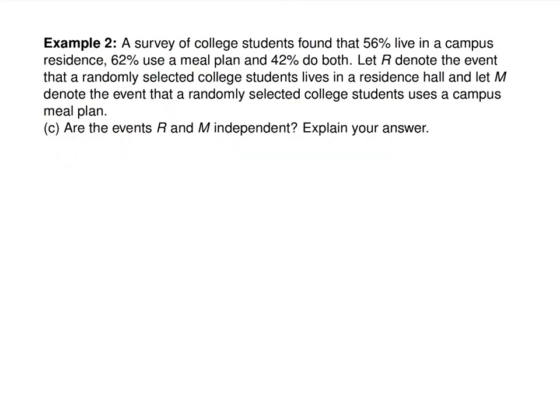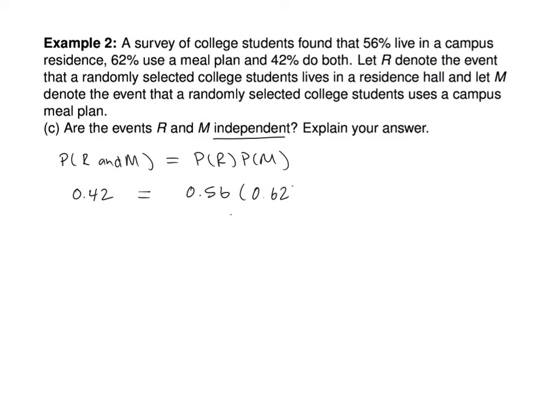Are the events of R and M independent? Explain your answer. I think the easiest way to check independence is to check, does P of R and M equal P of R times P of M? That's the best way. You know P of R and M is 0.42, and you know that P of R is 0.56, and P of M is 0.62. So is 0.42 equal to that product? Well, that product is 0.3472, so no, those are not equal.